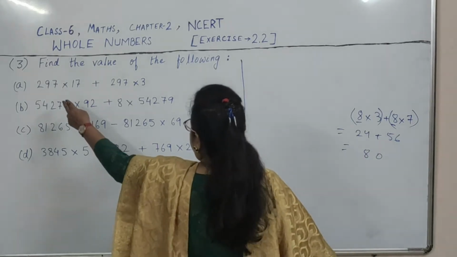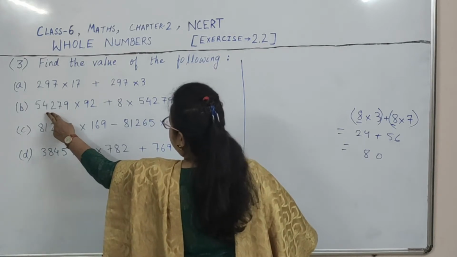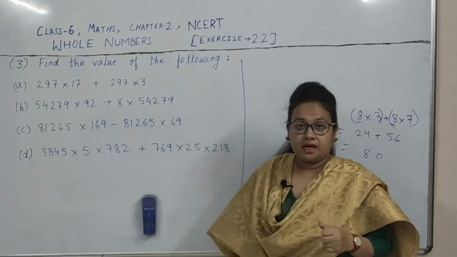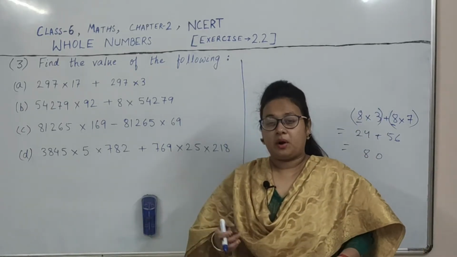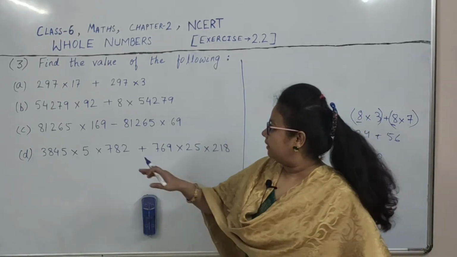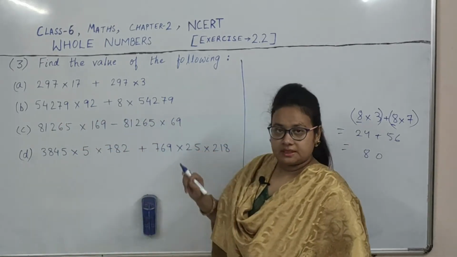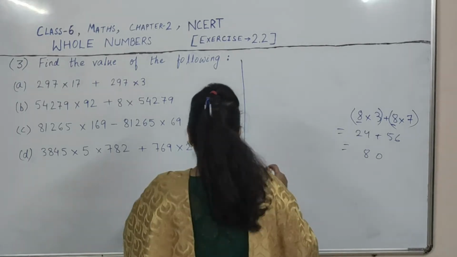Okay, but here the number is a bigger one. See, in the other questions also the numbers are much bigger. So it will be quite lengthy to find the product and then add. What we have to do is find the product and then add the product of this. Okay, I will show you a shortcut method for this.